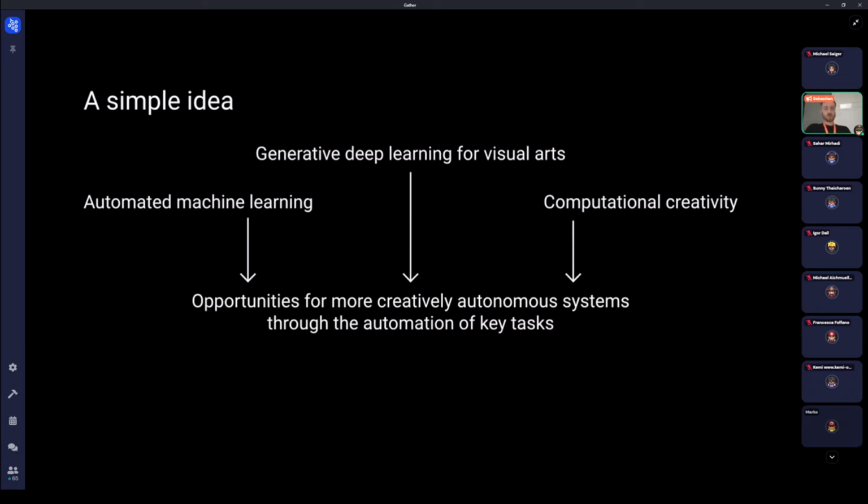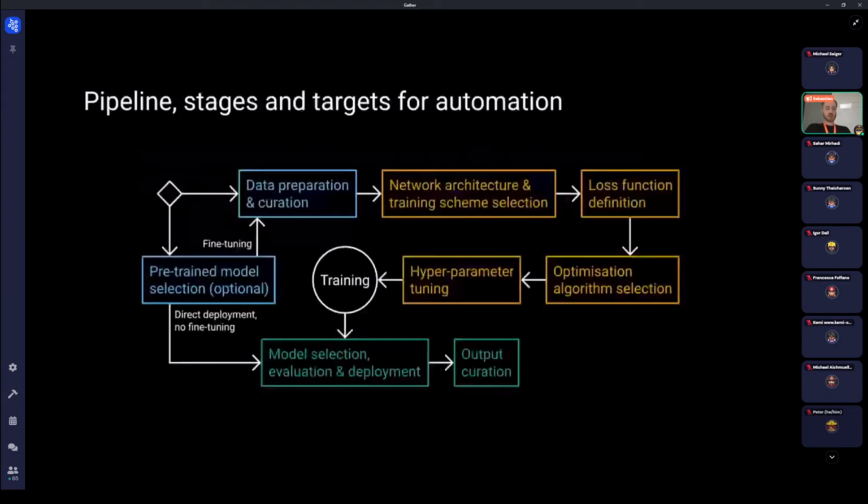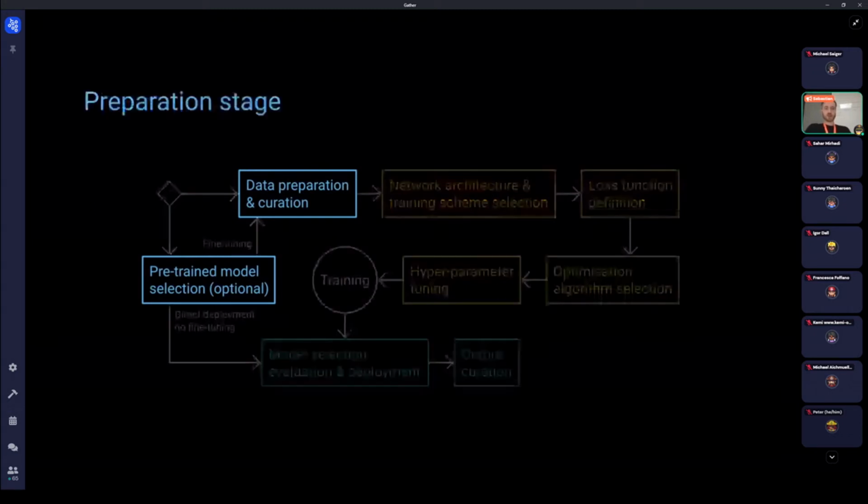We developed a framework, a standardized pipeline for generative deep learning in visual arts. We provide some targets for automation. These are things that would usually be done by a person and could be automated, and thus provide an opportunity to hand over creative responsibility to the generative system. This is what the pipeline looks like as an overview. I'm going to go through it in detail in a second. What I want to highlight on this slide are the different stages that we have. On one hand, we have the preparation stage, which is used to set up the system.